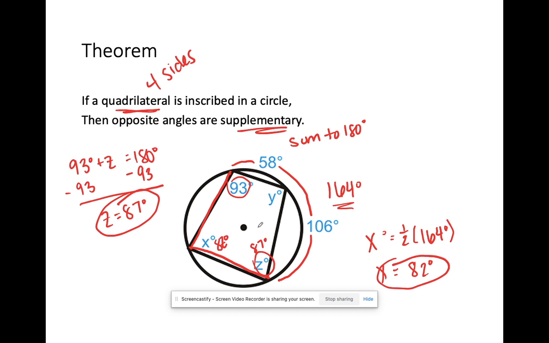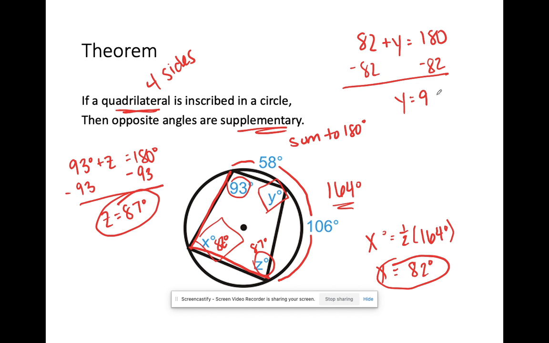Now that I've got the 82 degrees, I can find Y because I know that X and Y are supplementary. So I can say 82 plus Y equals 180, and then subtract the 82 to get angle Y, which is 98 degrees.